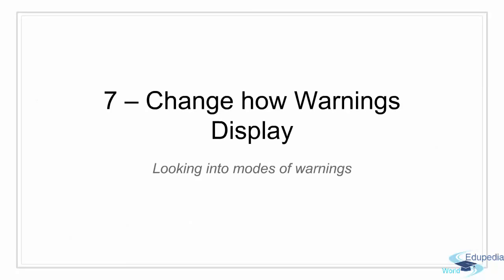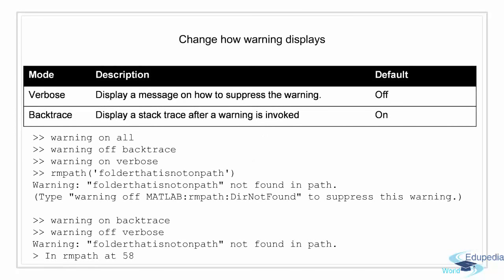In this 7th section, I am going to show how to change the way warnings are displayed. There are two modes in warnings, and by modifying these two modes, we can change how warnings are displayed in Matlab. Let me explain this with an example.